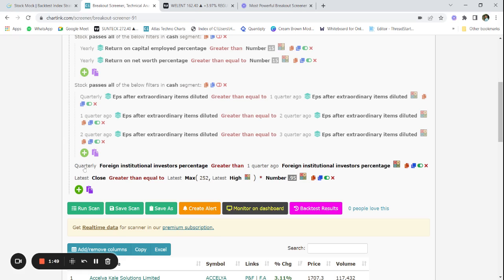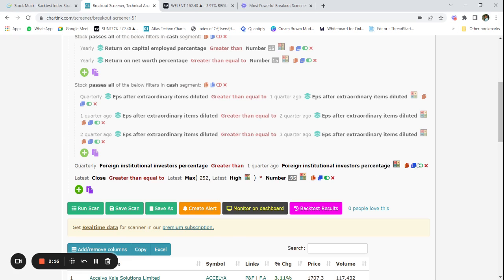Above that, I have added that quarterly FII percentage has to be greater than 1 quarter ago. So we are looking for stocks where FIIs have increased their stake compared to the previous quarter. This helps us to identify the stocks where there is institutional activity, and we can add DII participation as well, but I have only added FII participation because that is of more importance to me.